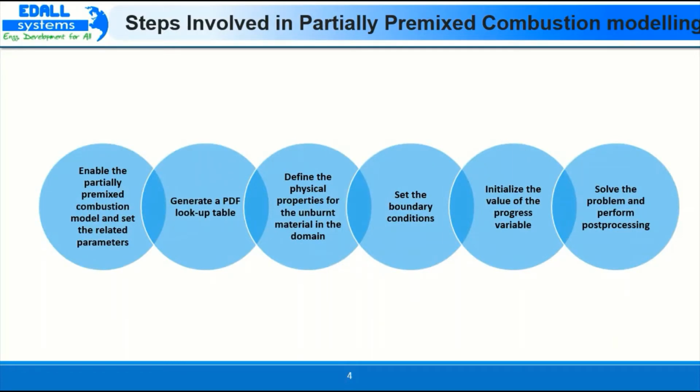Next, we will see the steps involved in modeling the partially premixed combustion model in ANSYS Fluent. These are the 6 steps which one has to follow when carrying out the simulation for partially premixed systems using this model. We will discuss each of the steps in detail in further slides.